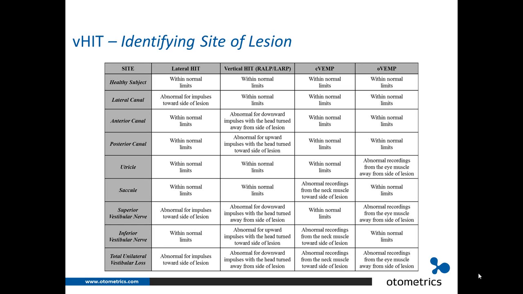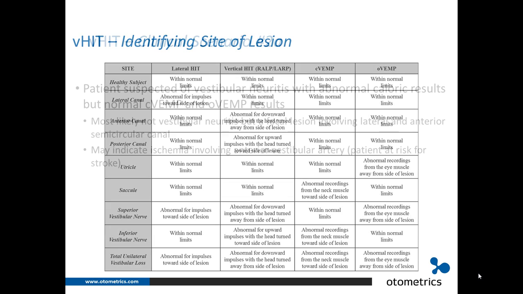For abnormalities involving the superior portion of the vestibular nerve, the findings will be a combination of the findings for different structures that share that branch of the vestibular nerve. Those are the lateral canal, the anterior canal, and the utricle. For the inferior branch of the vestibular nerve, the abnormalities are expected to be a combination of the findings for the posterior canal and the saccule. This table demonstrates that VHIT, in combination with ocular and cervical VEMPs, has the potential for changing the approach to the evaluation of vestibular disorders.